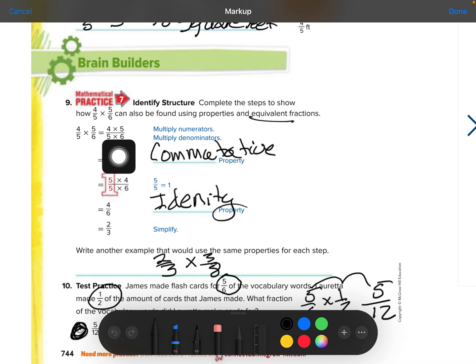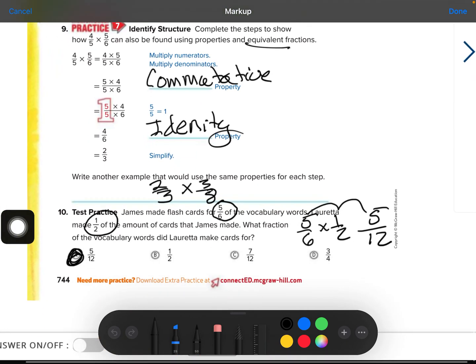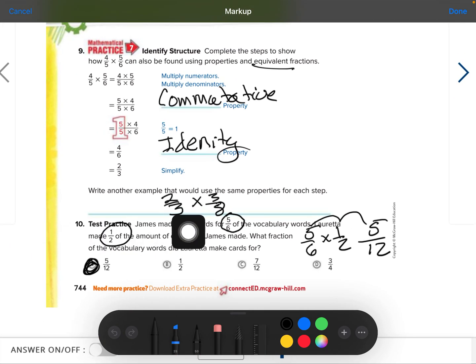Brain builder. Here's where you're going to use the properties. Commutative, where it doesn't matter what order it's in, it's still going to be the same answer. So 5 times 6 is going to be 30. 6 times 5 is 30. Here's the identity because we have a whole number. 5 over 5 is one whole number. Identity property. Here's an example of we could use the same properties for each step. 2/3 times 3/8. We would still use the commutative and the identity property.